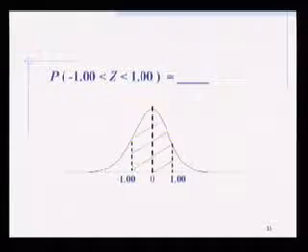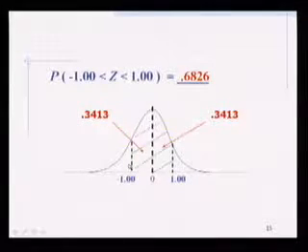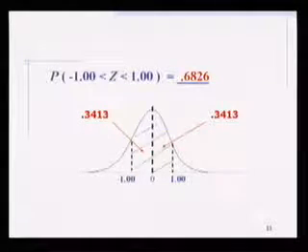Well, we don't need that because this curve is symmetrical. So if you know the area from 0 to 1, you know the area from 0 to -1. It's exactly the same. Okay? So the area from 0 to 1 is 0.3413. The area from 0 to -1 is also 0.3413. Add them together, what do you get? 0.6826.